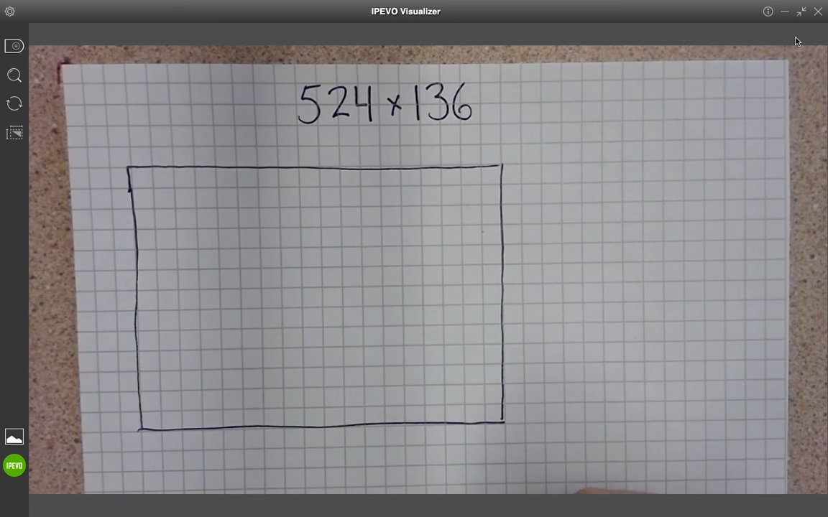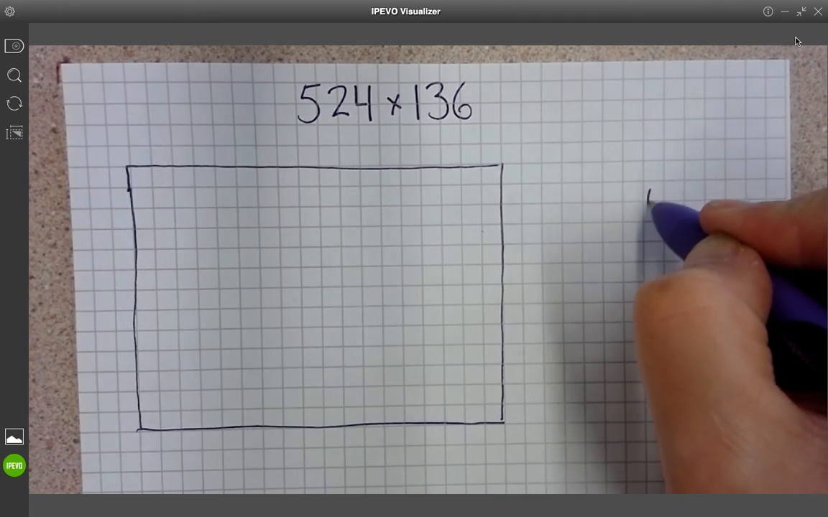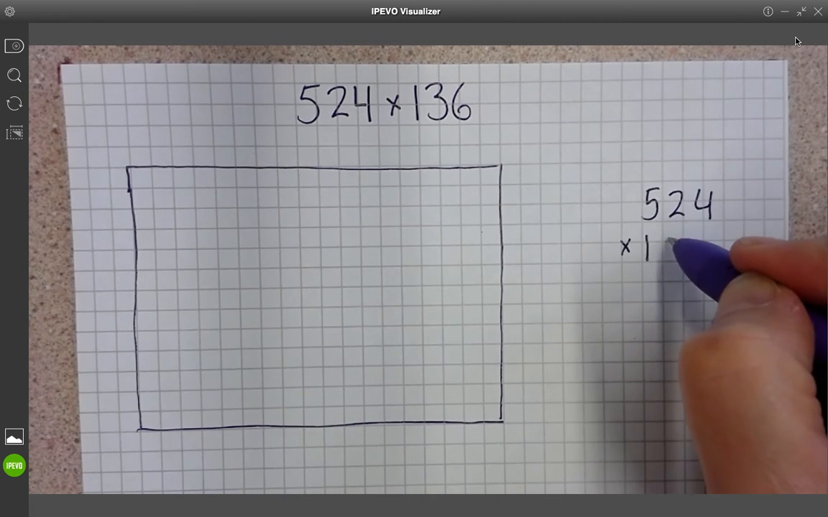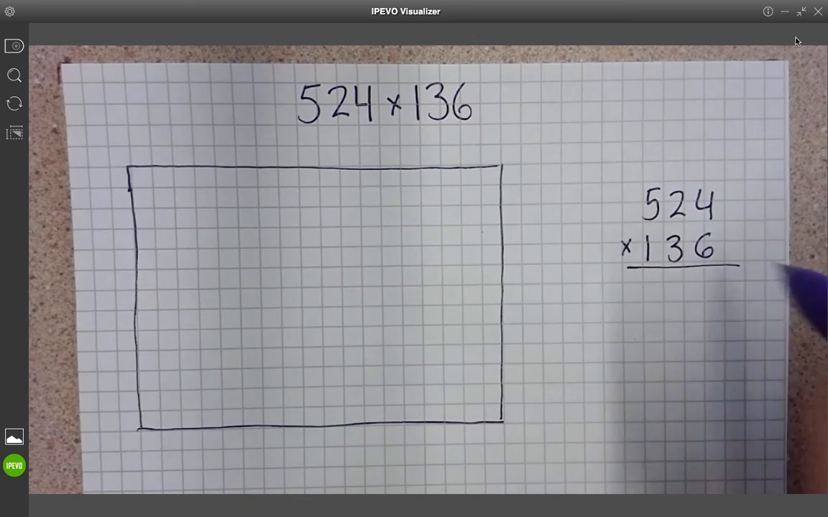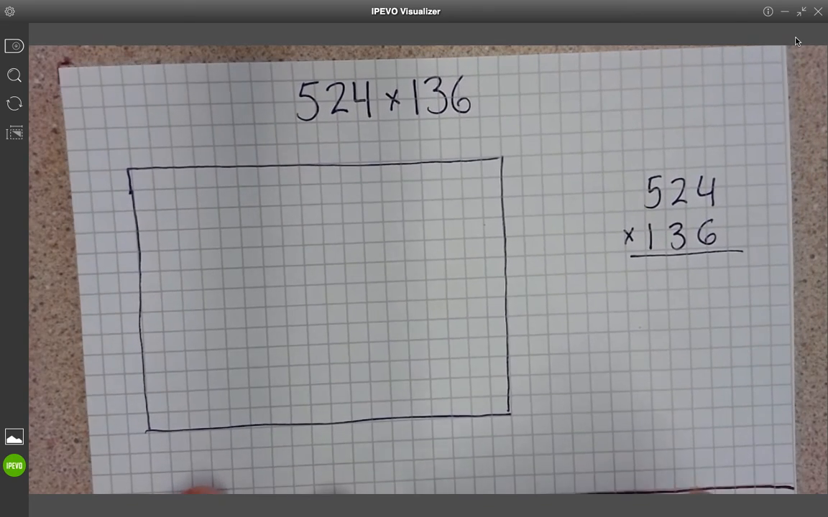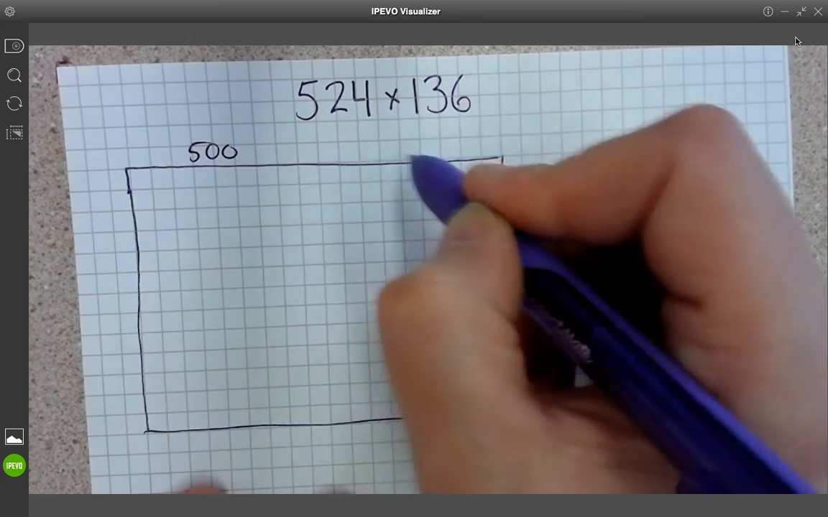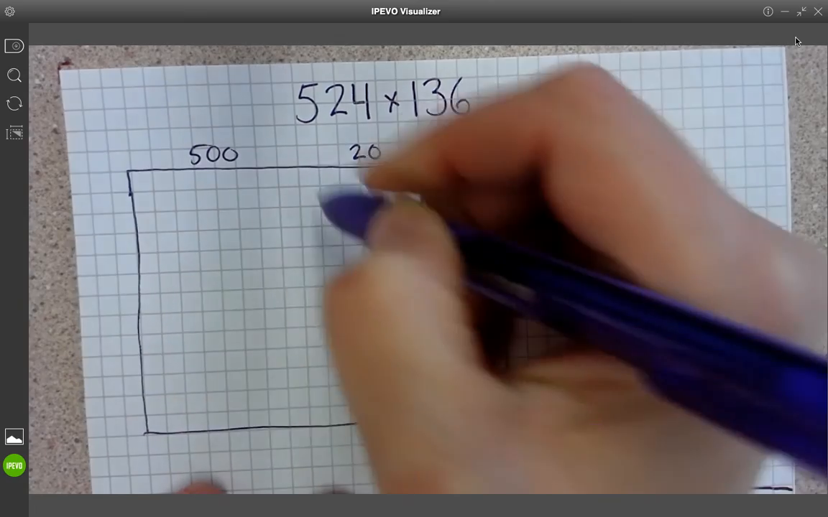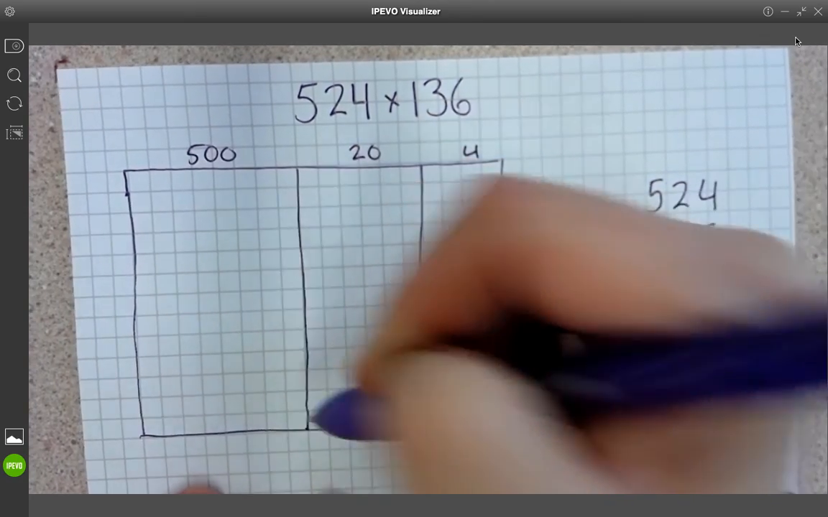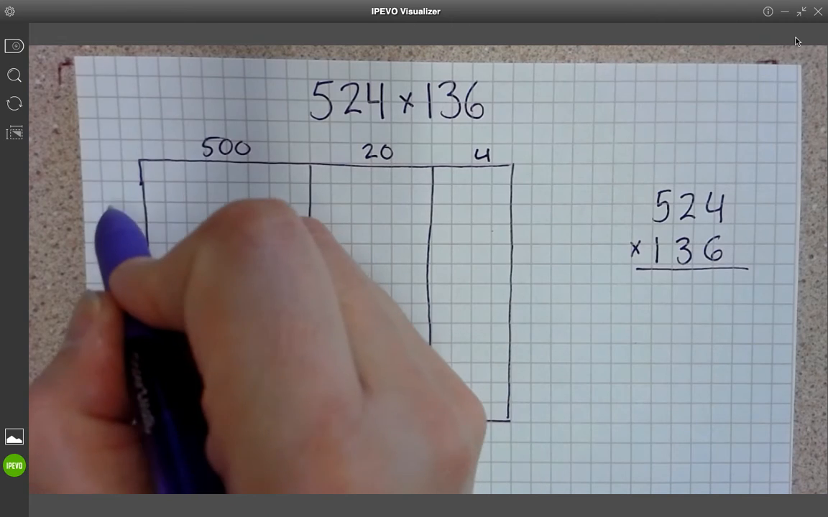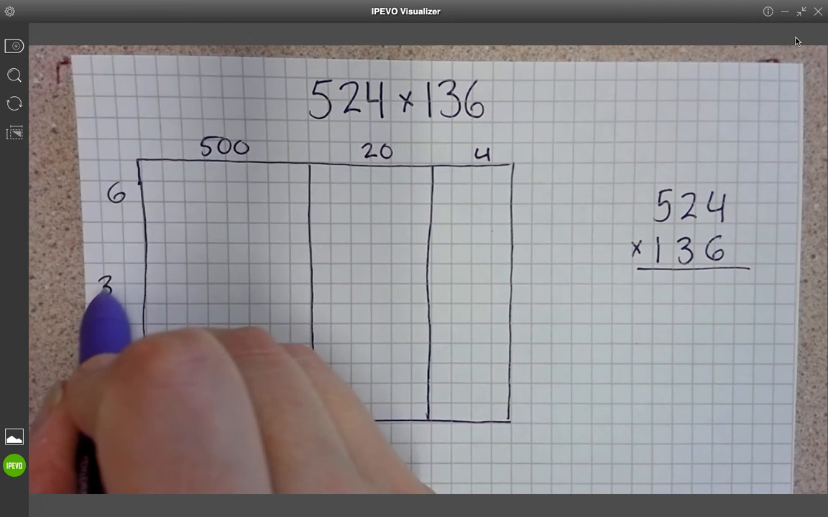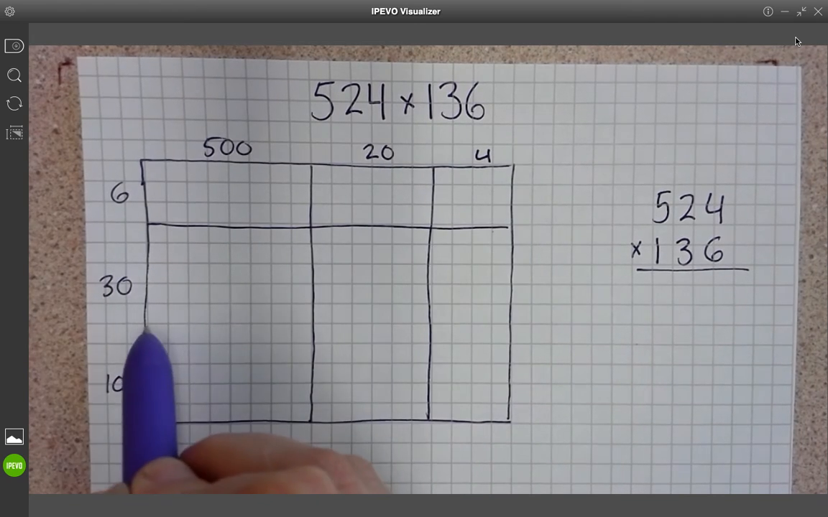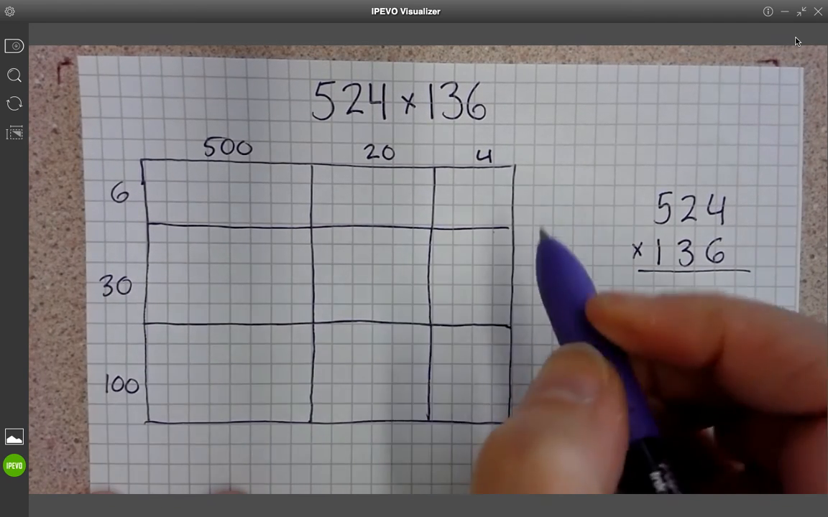And I'm going to put 524 on top just because it's the first one. Again, it doesn't matter which order we go in as long as you just make your models match. 524, and then 136. Okay.